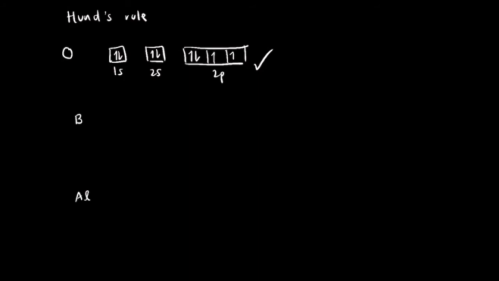So boron in total has 5 electrons. So the electronic configuration would start with 1s having 2 electrons, 2s having the other 2 electrons, and the last remaining electron would go to 2p. And this is the full electronic configuration of boron. You could also represent this as helium, 2s2, 2p1 for the condensed electronic configuration.